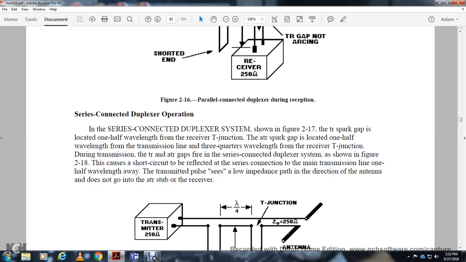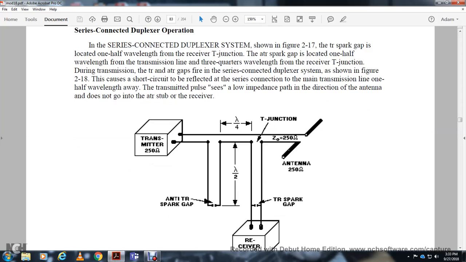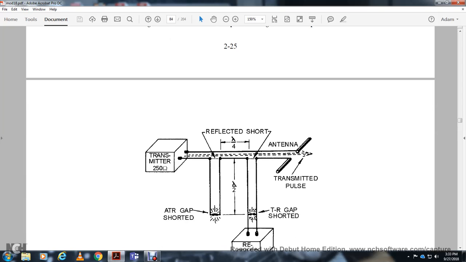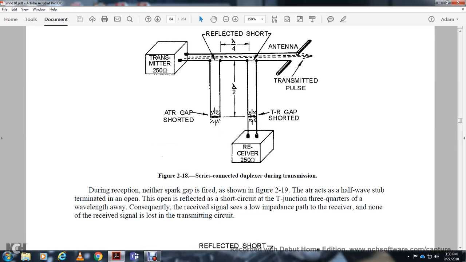The short circuit is reflected by the series connection with the main transmission line, half a wavelength away from the transmitter pole. For the receiver, the low impedance in the direction of the antenna does not go into the anti-transmitter receiver stub. The antenna sees the transmitter pole reflecting a short, with the anti-transmitter gap shorted.